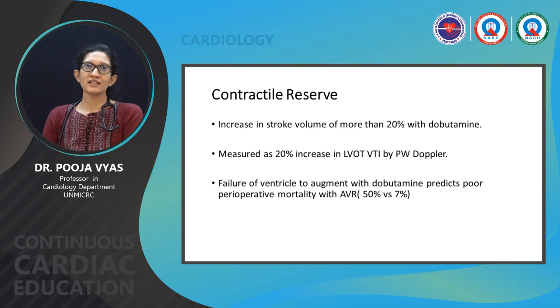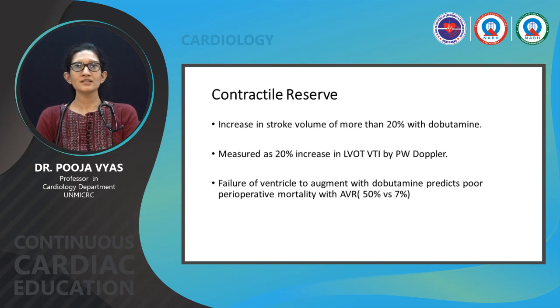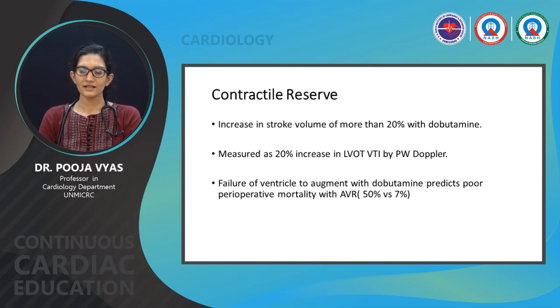Contractile reserve is worth mentioning here due to its prognostic significance. Increase in the stroke volume of more than 20% with dobutamine is considered as contractile reserve, and it is measured as 20% increase in LVOT VTI by pulse wave Doppler. Failure of the ventricle to augment with dobutamine indicates poor prognosis post-operatively. Post-operative mortality with AVR is far higher, around 50%, in patients with no contractile reserve.